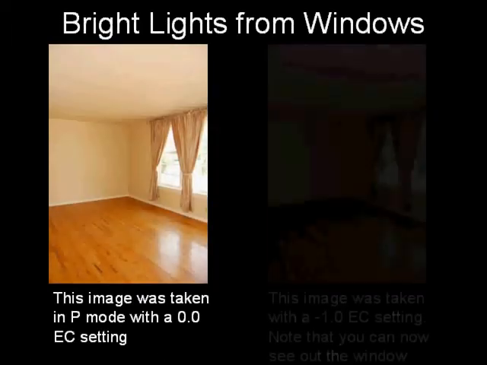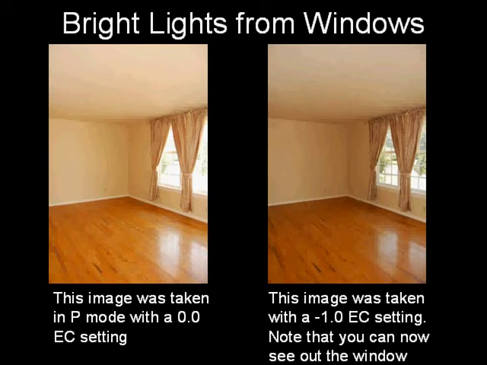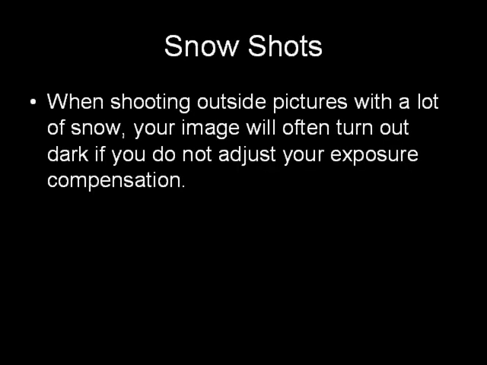The most common reason to adjust your exposure compensation is bright lights from windows. When light coming from windows is too bright, you don't get a clear shot out the window and the surrounding room may be too dark. Decreasing your exposure compensation will give you a clear shot out the window and correctly expose the room, as in these examples.